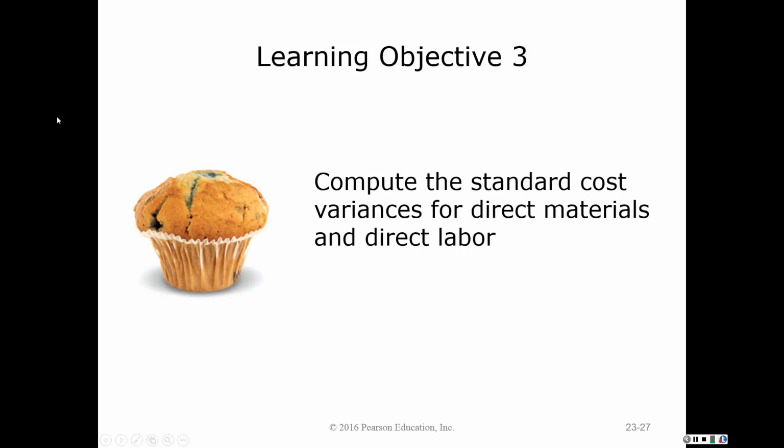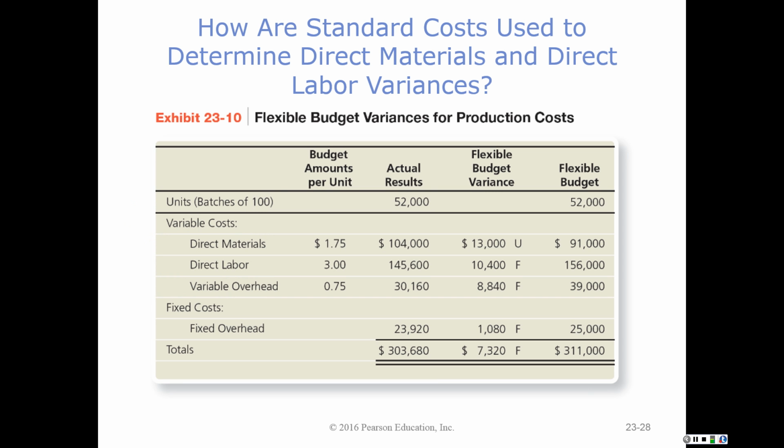I think you'll find learning objective 3 very interesting because here we begin to see the actual numbers that we will utilize in our business making decisions. So we're going to calculate some of the variances for direct material and direct labor. To begin the process, we have to have the flexible budget. That's why we started our discussion with a flexible budget.